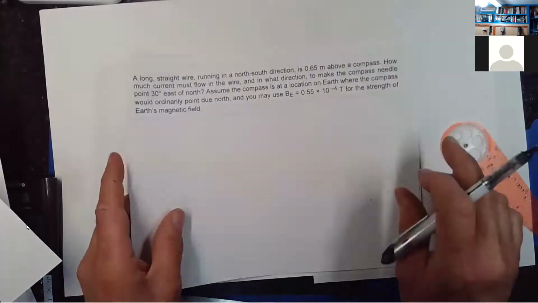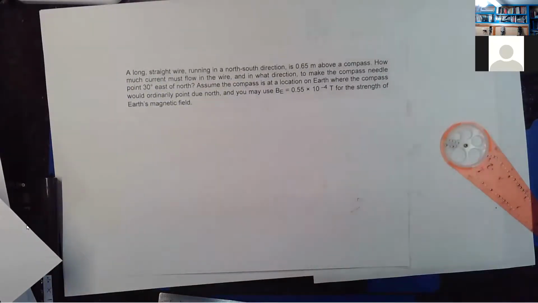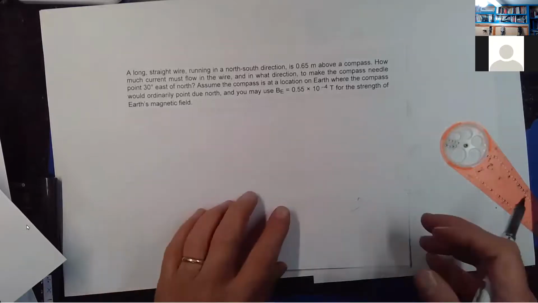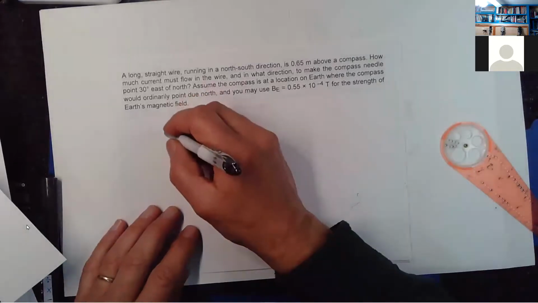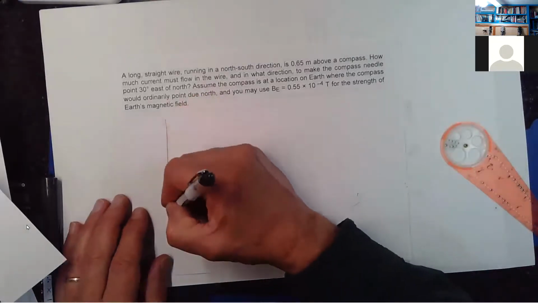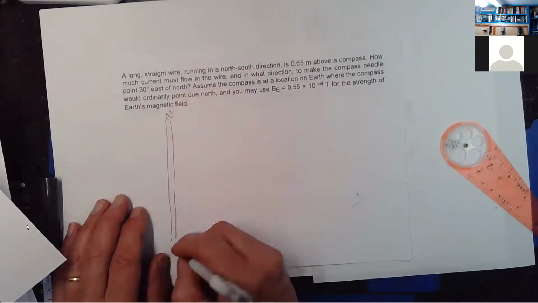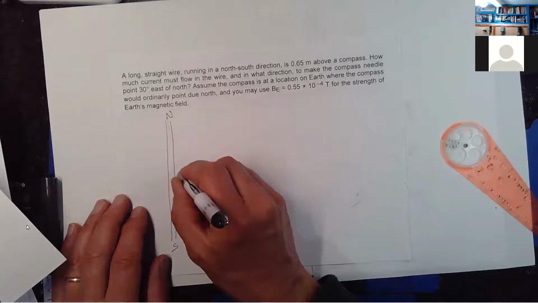Hey, look at this. A long straight wire running in a north-south direction is 0.65 meters above a compass. How much current must flow in the wire and in what direction to make the compass needle point 30 degrees east of north? Huh. Well, that's kind of interesting. So we'll just imagine this wire here that's running north and south. So it's that way. And somebody's got a compass underneath there.